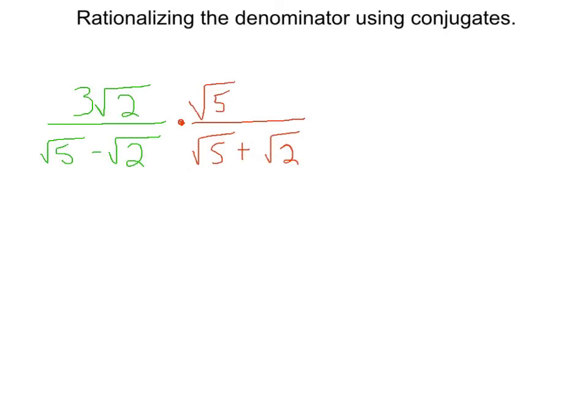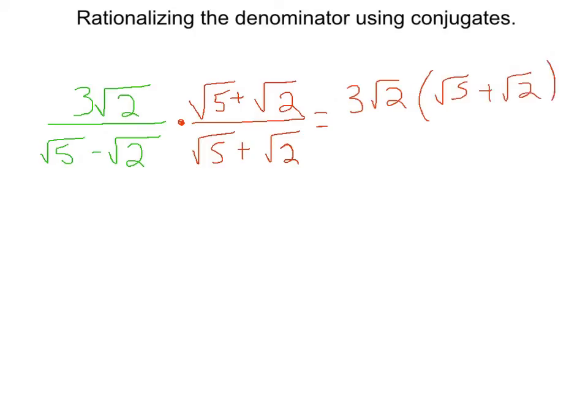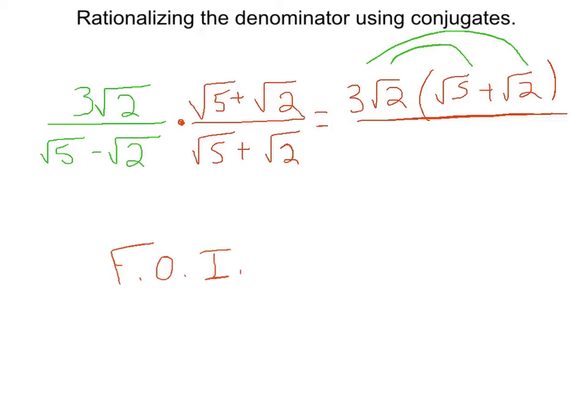And again, when we're rationalizing, we multiply by that special form of 1. So yes, the numerator has to be the same as the denominator. Now when I go through and multiply, I have 3 square roots of 2 times the square root of 5 plus the square root of 2. So what I'm going to have to do up here is distribute this, but I'm going to save that for a little bit later. And then now in the denominator, when I'm multiplying my conjugates together, remember this is a binomial times a binomial, so I can use the FOIL method.